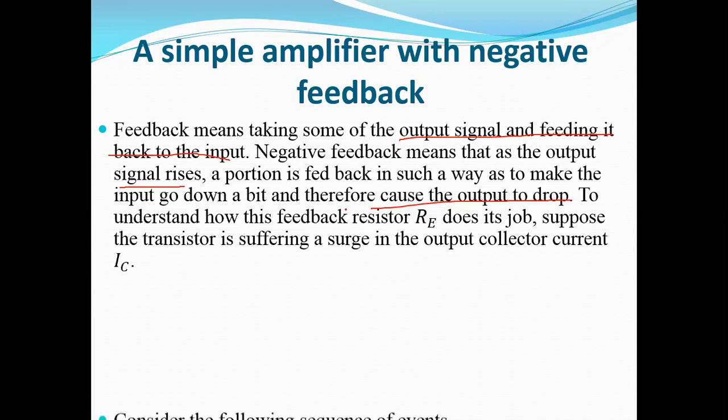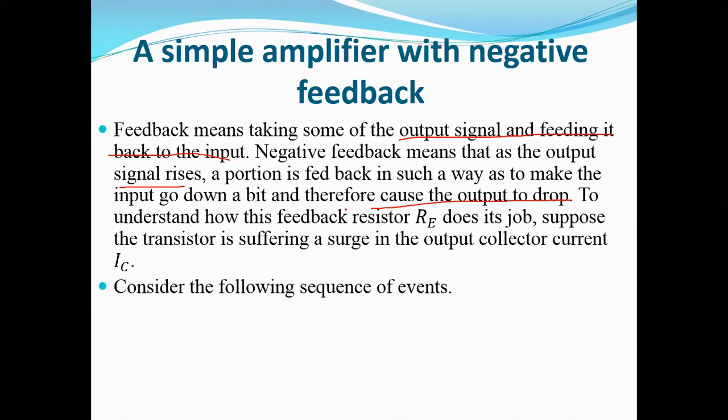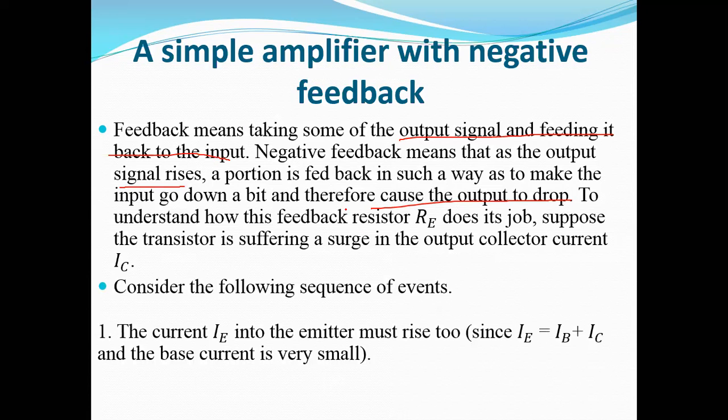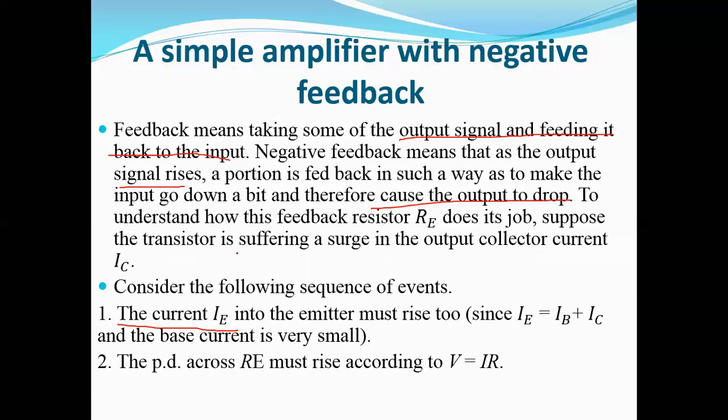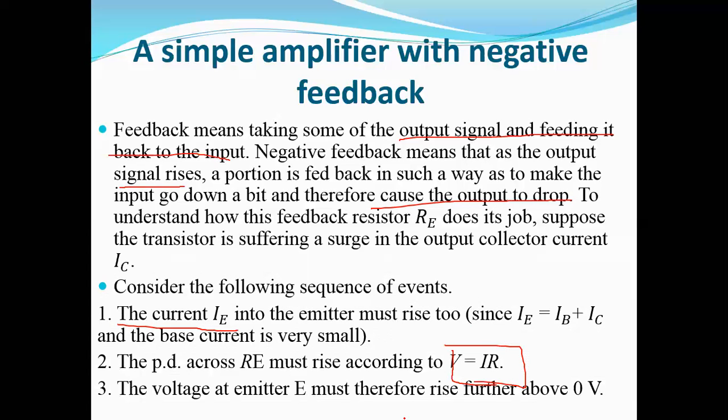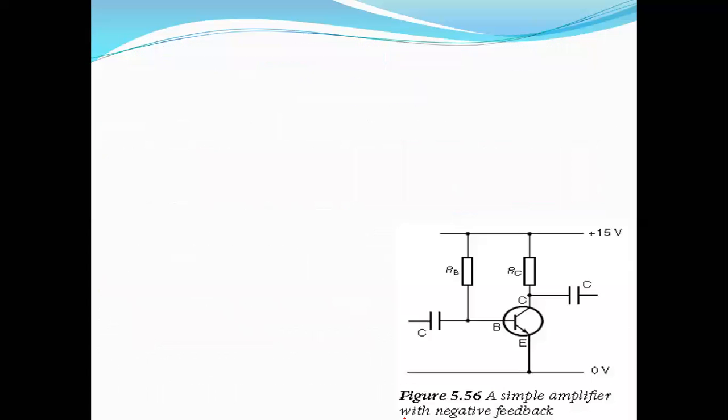Okay, so to understand this, we are going to consider the following sequence of events. The first one: the current in the emitter must rise, in order to talk about negative feedback. The second one: the potential difference across the emitter resistor must rise according to Ohm's law. Okay, V equals I times R. The third one: the voltage at the emitter must therefore rise further above 0 volt. If it's 0 volt, this process is not going to happen. It must rise above 0 volt.